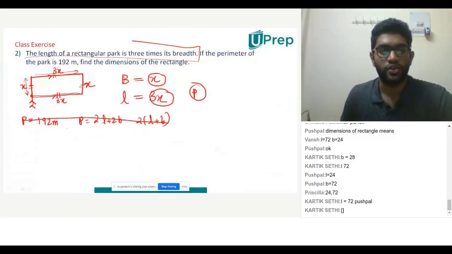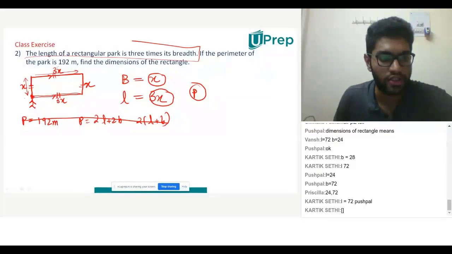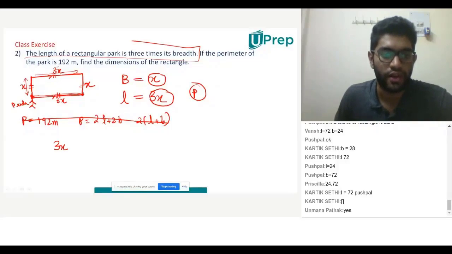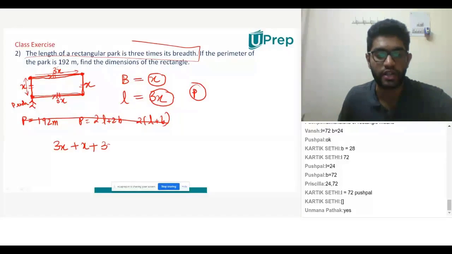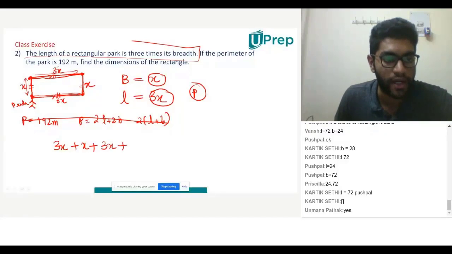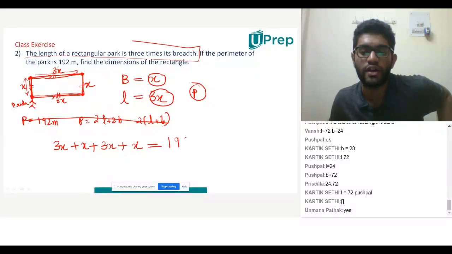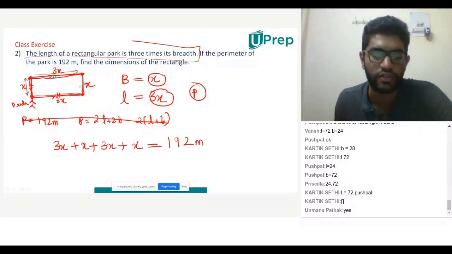Let's understand the concept. So what does he say? The perimeter is 192. That means, say Pushpal is starting from here. He goes and reaches here, so he has traveled 3x. From here he goes to this point, traveling another x. From here he goes to this point, traveling another 3x. From here he comes back to his starting point, traveling another x. What is the total distance? He says 192 meters. Does this make sense, guys?